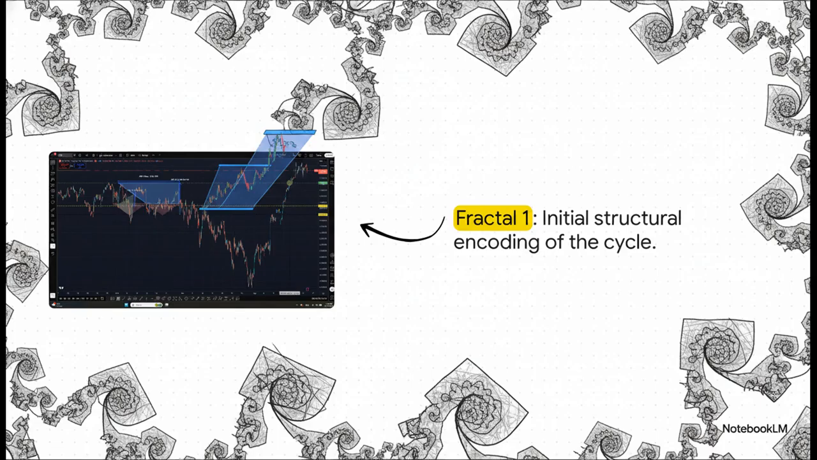Now let's look at the same event through the lens of fractals. You can think of these as structural snapshots. Fractal 1, which we see here, basically defines the initial structural encoding. It's the blueprint for the cycle.